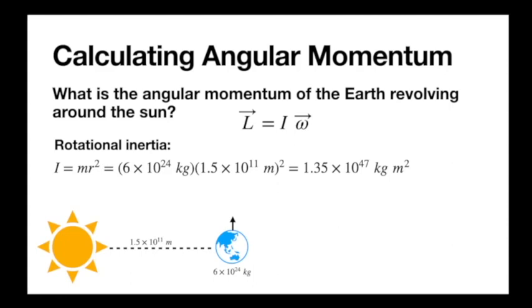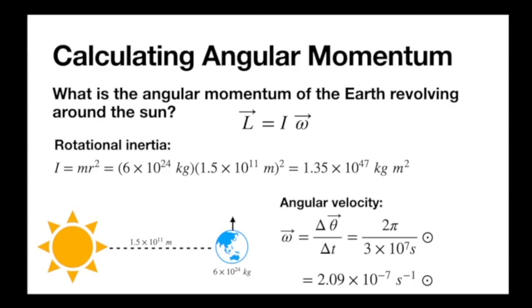Now we just need our angular velocity, which has 2 components, right? We need the change in angle over the change in time. So if we do 1 whole revolution, we know that's 2 pi, right? 360 degrees all the way around, and the amount of time it takes is 1 year, which we've just calculated in seconds.